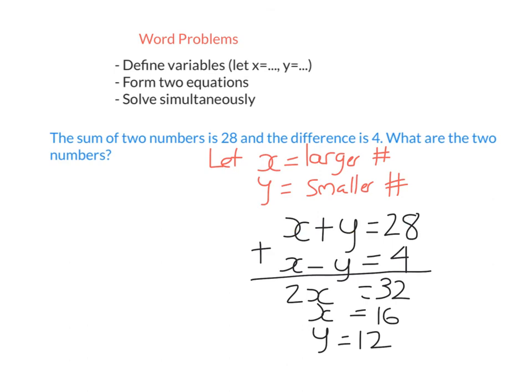So I should write a worded answer to a worded problem. So I've just found out the larger number is 16, the smaller number is 12, so the two numbers are 16 and 12. 16 plus 12 equals 28, 16 minus 12 equals 4.